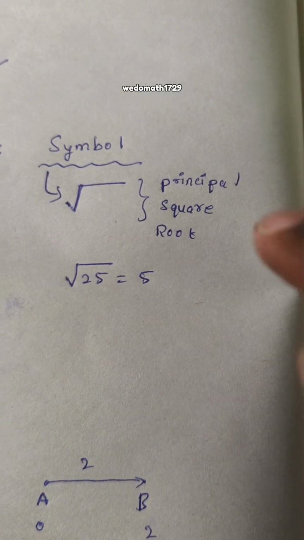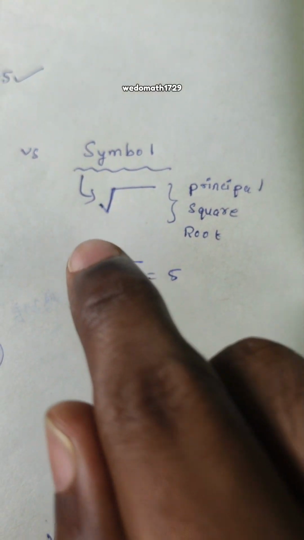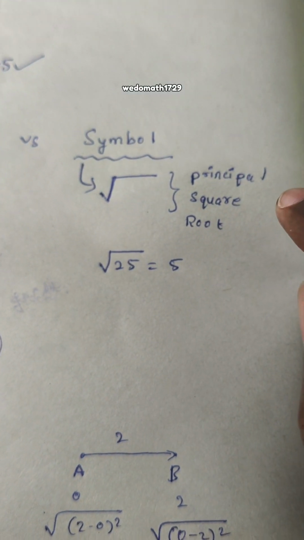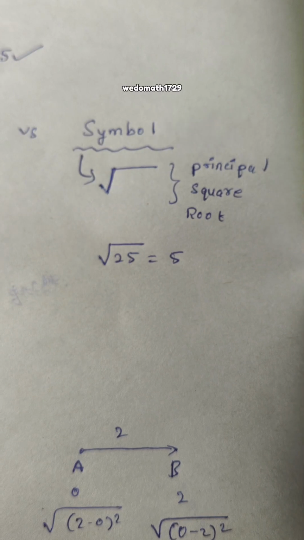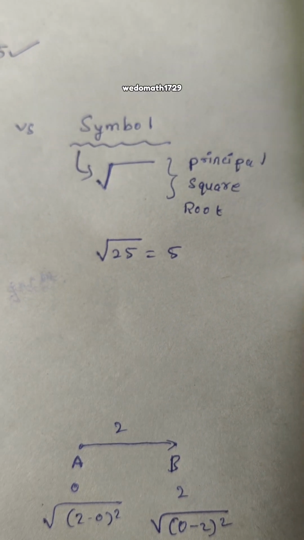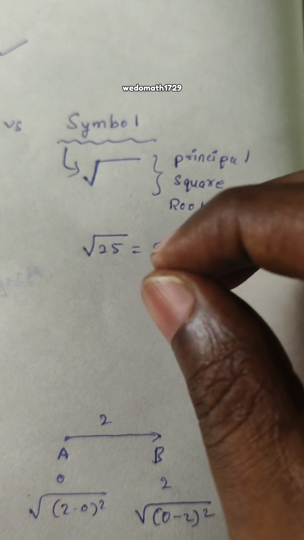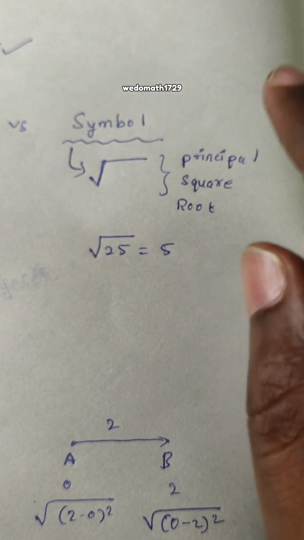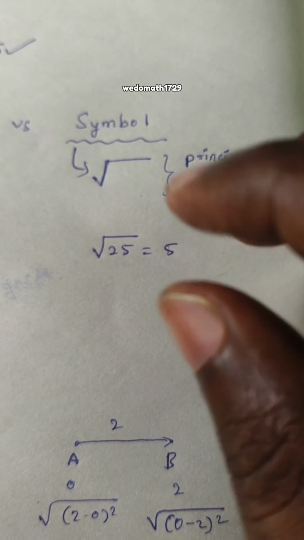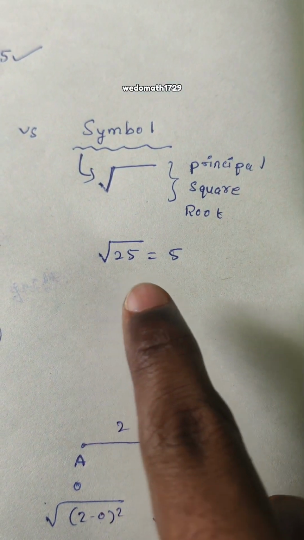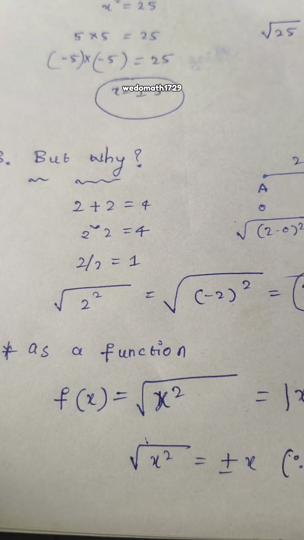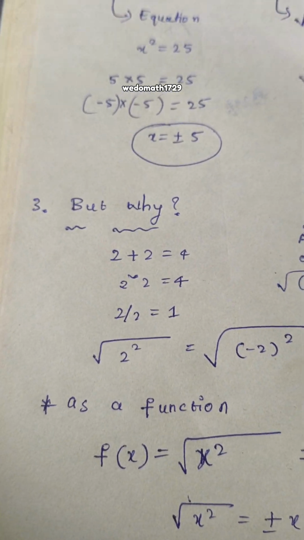When it comes to a symbol, which is a square root symbol, this is defined by mathematicians. Principal square root. And the definition of principal square root is simply it outputs a non-negative number. Yes, a non-negative number. This is how mathematicians defined it. So this symbol can never output a negative number. Square root of 25 is always 5. Now let us look at why mathematicians define it like that.